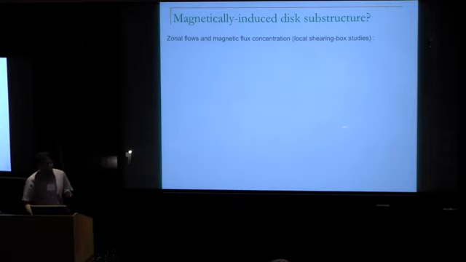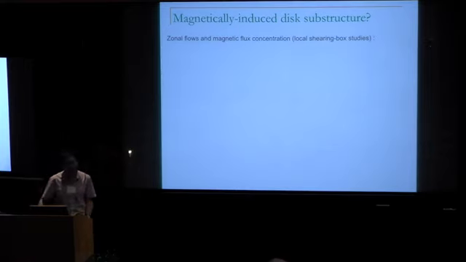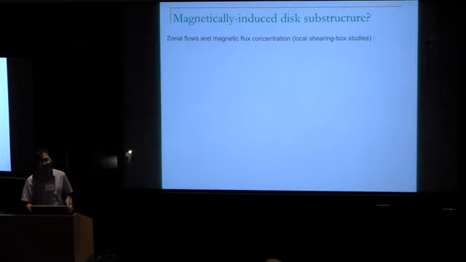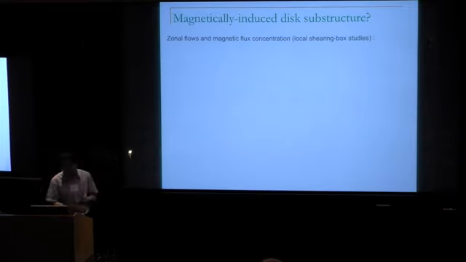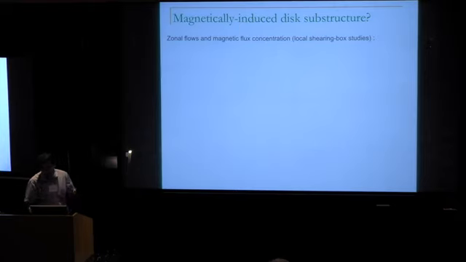Because substructures now seem to be ubiquitous in disks, there's a natural debate whether the substructures are caused by planets or by planet-free mechanisms. I'm not saying they are necessarily planet-free, but people have discussed several possible mechanisms by which magnetic fields can induce these substructures.